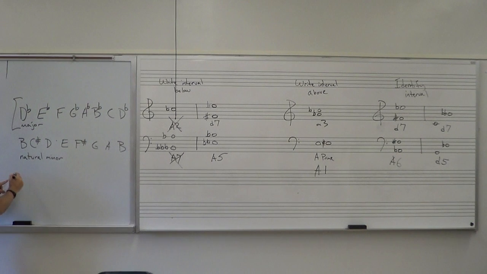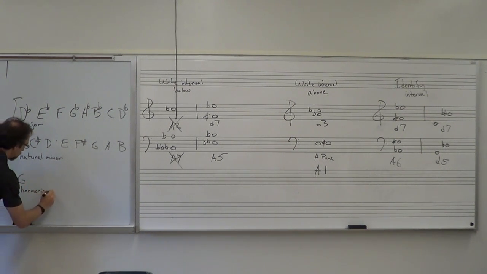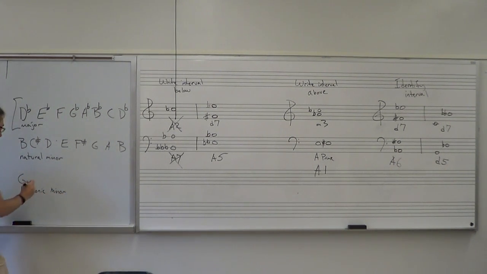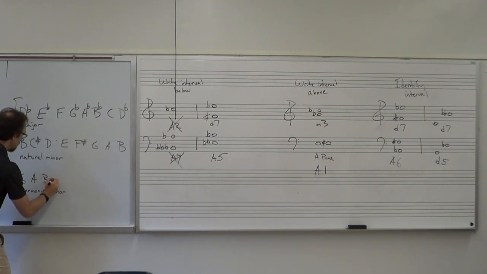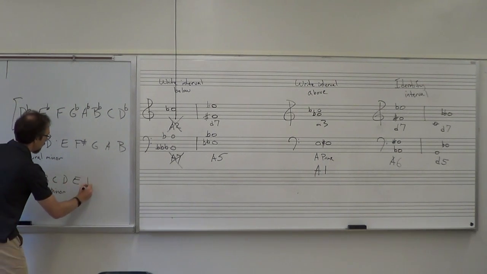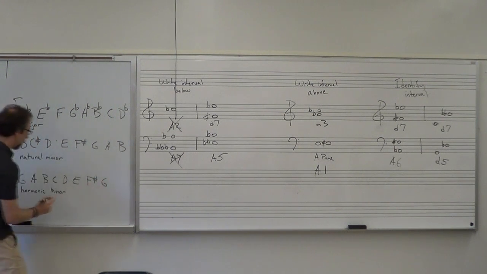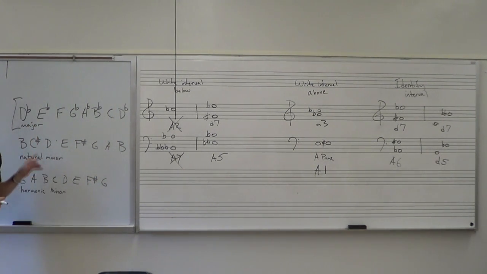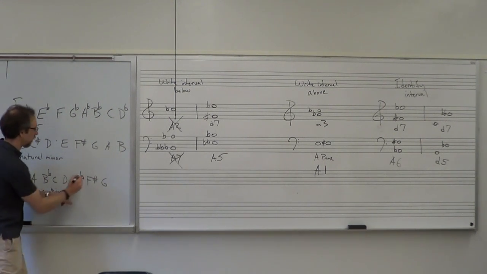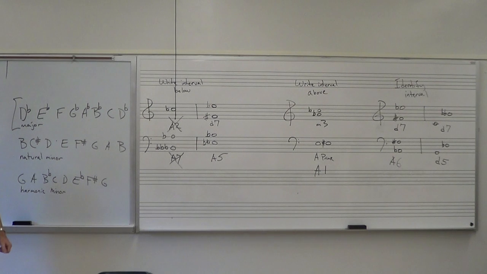Another one, let's say G harmonic minor. First, I write out my G major scale, G, A, B, C, D, E, F sharp, G. I then lower my third note a half step, so B becomes B flat. My 6th note, E, becomes E flat. I now have my G harmonic minor scale.